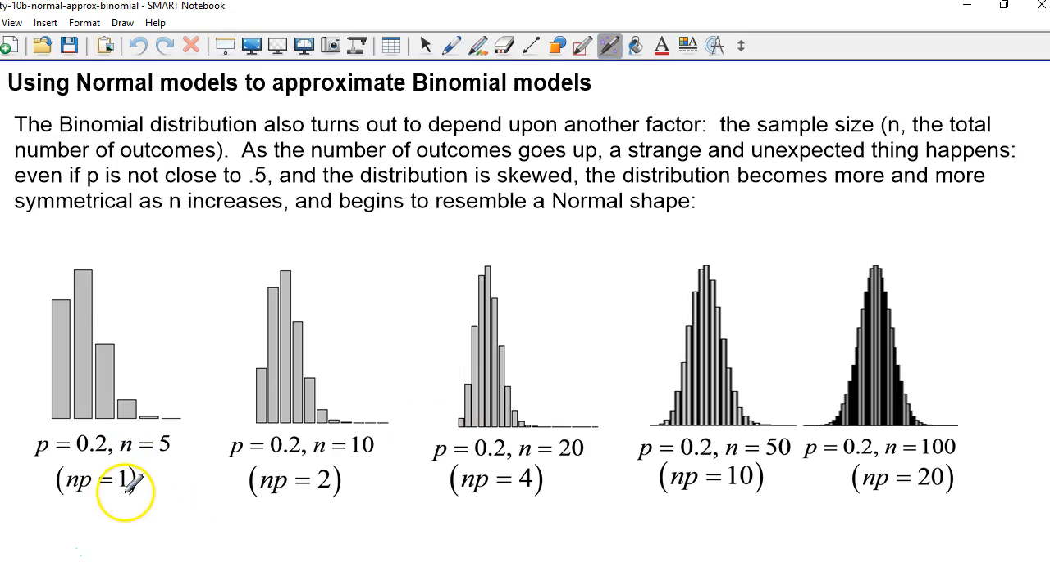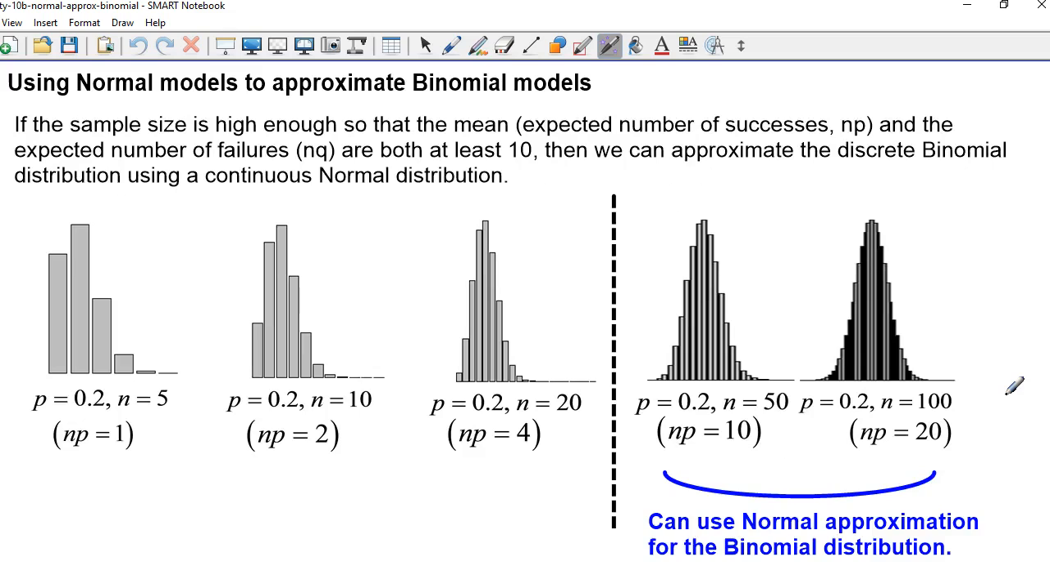If we had a sample size of 5, n is 5, and the probability of success was 0.2, then np, which is the number of successes, would be only 1, and we would have a very highly skewed right distribution like this. If the sample size was increased to 10, then it would still be highly skewed. If the sample size was increased to 20, it starts to become more symmetrical. Not perfectly symmetrical, it's still skewed right, but only slightly. By the time we get up to n is 50 or n is 100, then these curves look actually very close to perfectly symmetrical normal curves. Counterintuitive, and yet it's true.